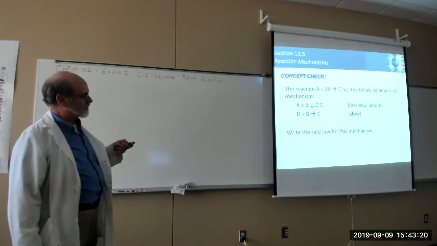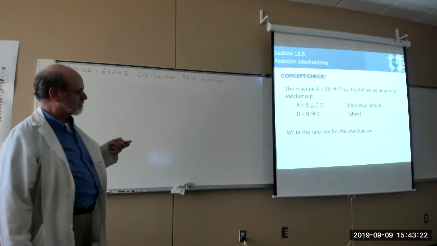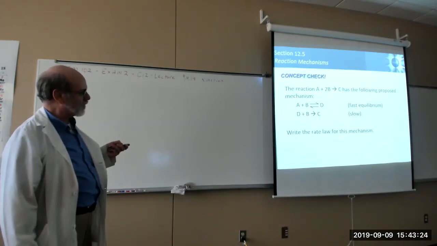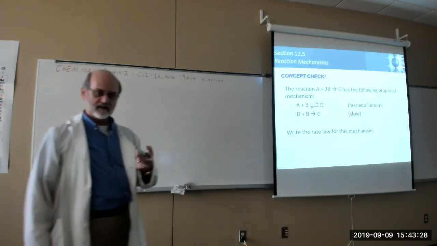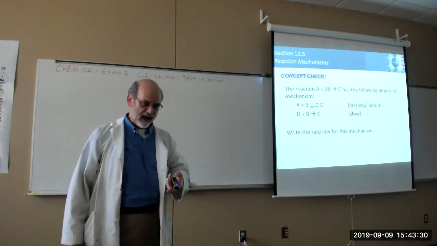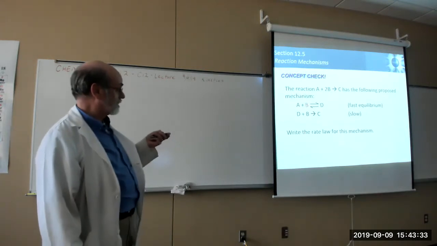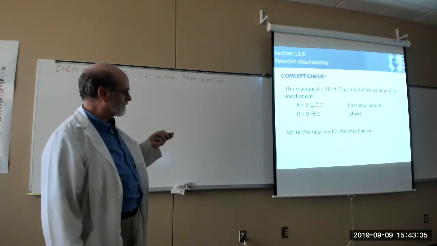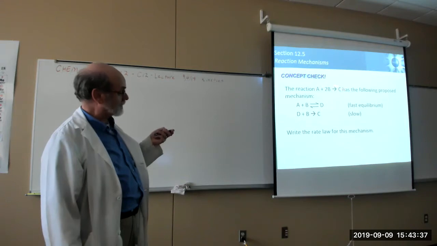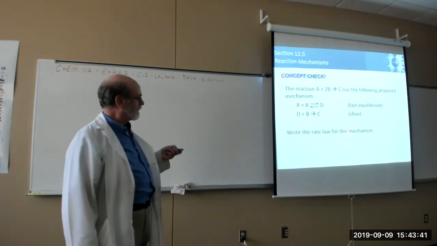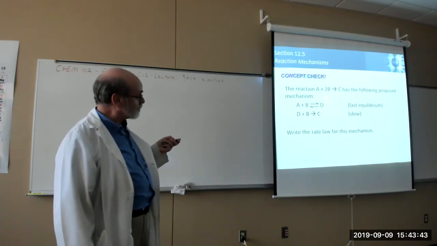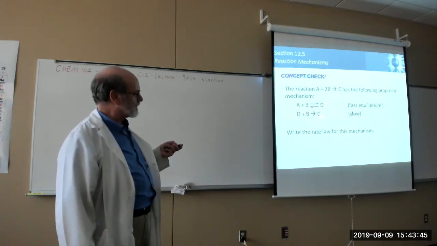So what if we have this reaction, A plus 2B yields C? If we propose this mechanism where 1A and 1B react, what type of reaction is that? Bimolecular. Produces D. That's an intermediate. Why? Because it doesn't appear anywhere in the balanced equation. But we take that D and react with the other B, and that produces C.